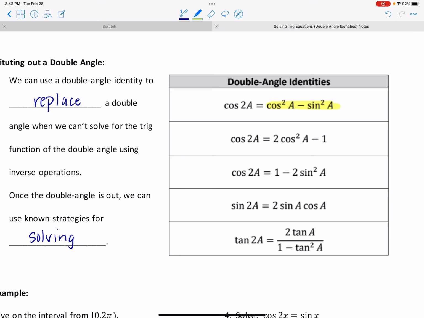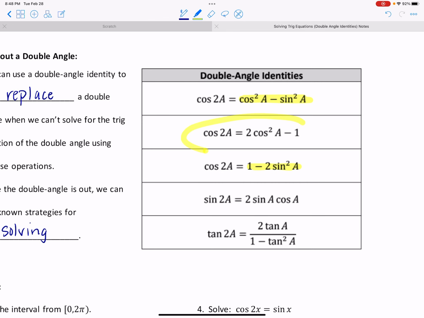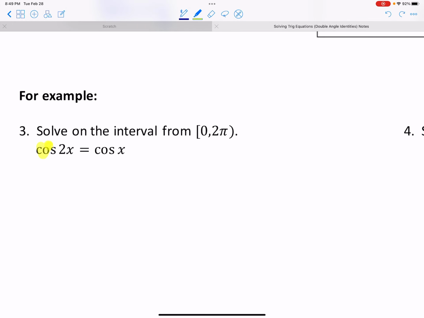I don't want to use this one because then again I would have cosine and sine. That's no good. So my choice is going to be in the middle. I'm going to replace my cosine of my double angle with 2 cosine squared of the angle minus 1. So here we're going to swap this out. So I have 2 times my cosine squared x minus 1 equal to my cosine of x.